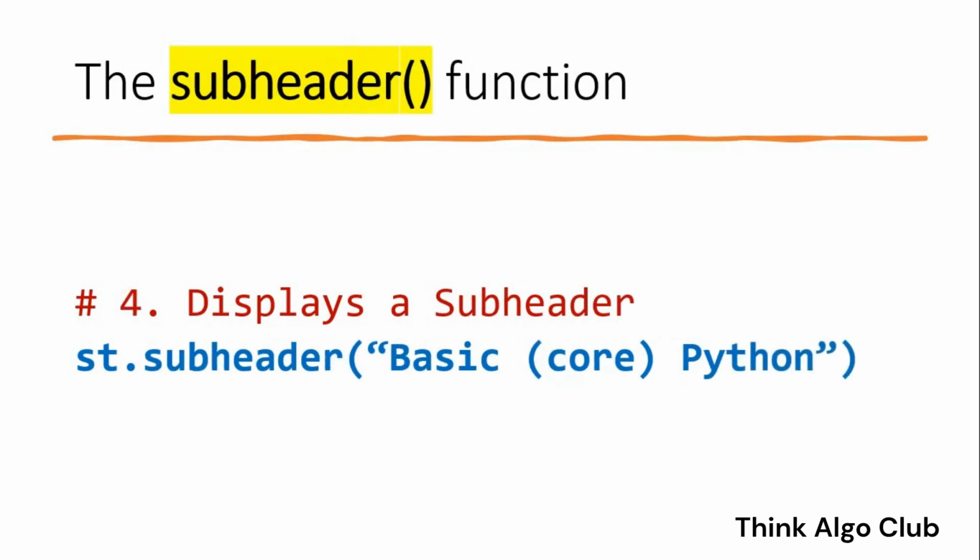Subheader is used to create a subheading. Title applies to the entire web page. We can divide a web page into multiple sections specified by a header, and again we can create subheadings under a header. The function named subheader will help us to do that.